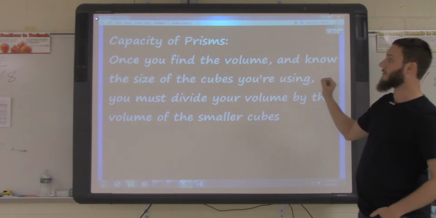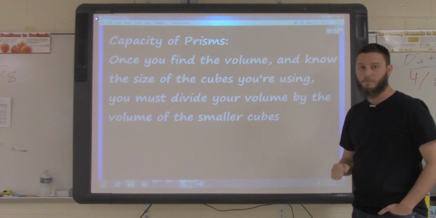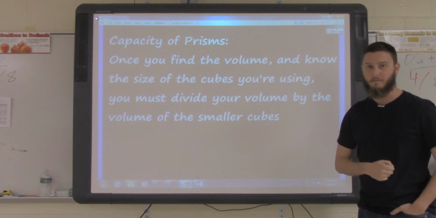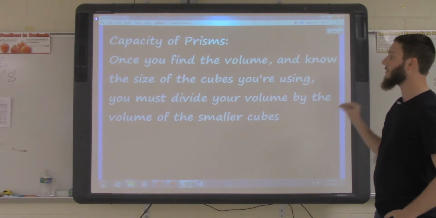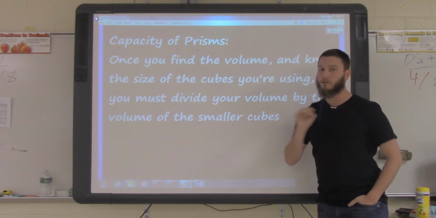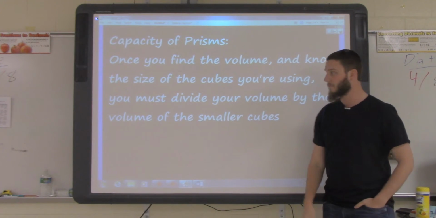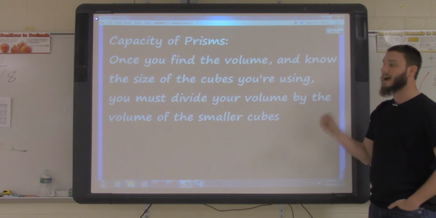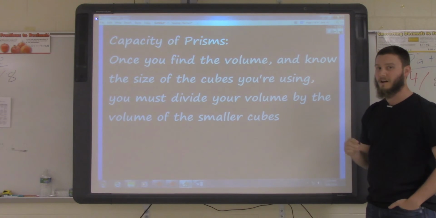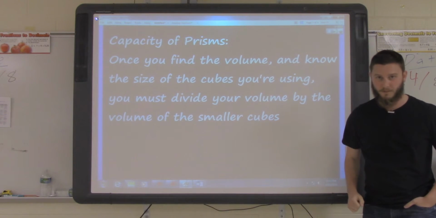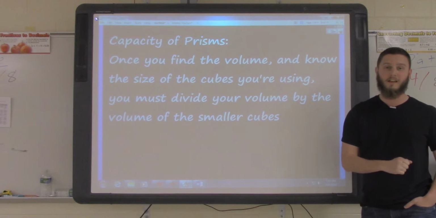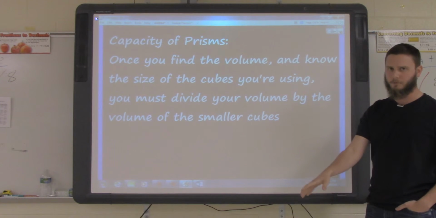Once you find the volume of the large rectangular prism that you want to know the capacity of, and you know the volume of the smaller cubes that you are using to measure it, you are going to be dividing your larger volume by your smaller volume. I understand that that's a whole lot to take in, so let's jump back to those examples we saw earlier.